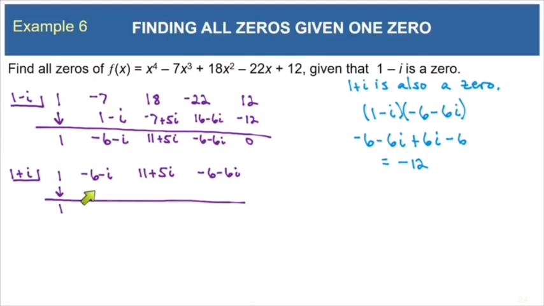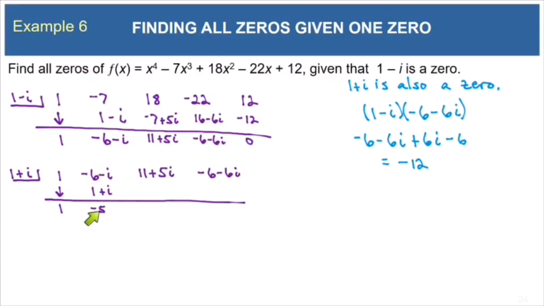1 plus i times 1 is 1 plus i. That goes here. Now combine like terms. You'll notice this time as we go through that on the bottom row we're going to get all real numbers. So that's going to make it easy to find the last 2 zeros. So now -6 plus 1 is -5. The i's add up to 0. We just have -5 here.